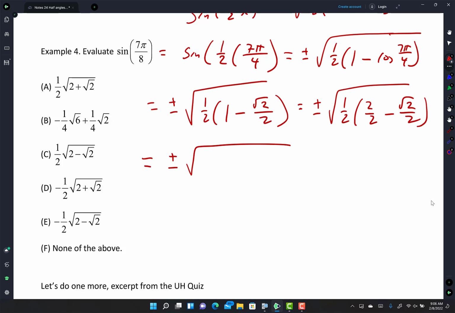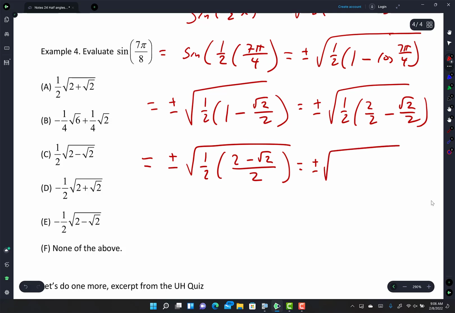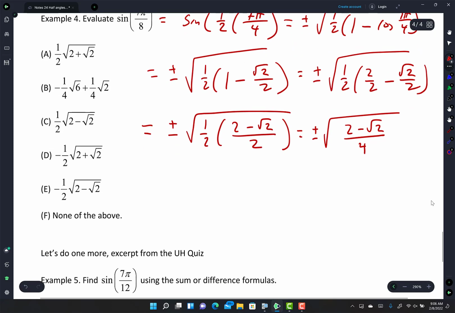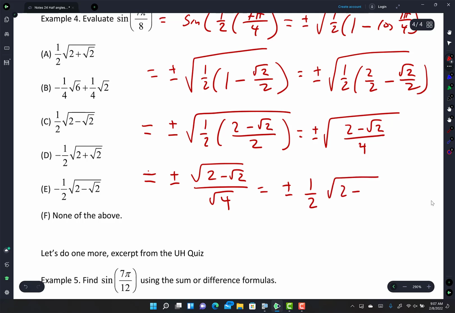All right, from there, I have a half, parenthesis, 2 minus square root of 2 over 2, close it. And now I'm just going to multiply the numerators with the numerators and denominators with the denominators, plus minus square root 2 minus square root of 2 over 4. Laws of exponents. Equal sign plus minus. Let's see. Square root of 2 minus square root of 2 over square root of 4. What's the square root of 4? So plus minus 1/2 square root 2 minus square root of 2.